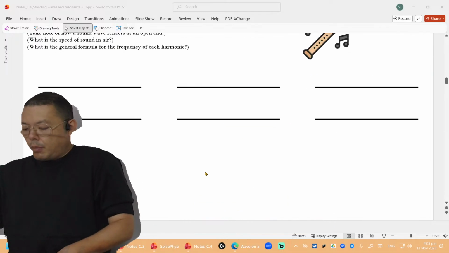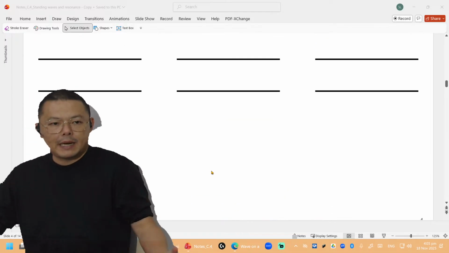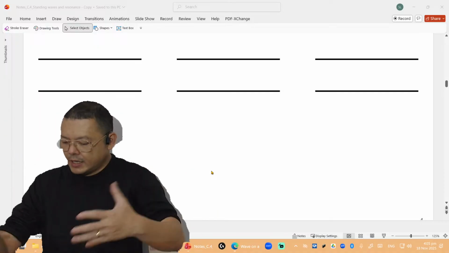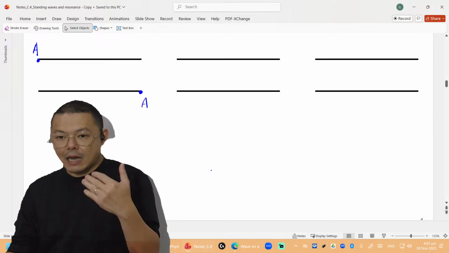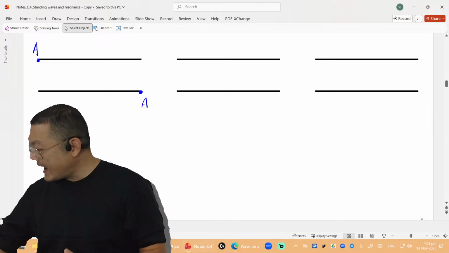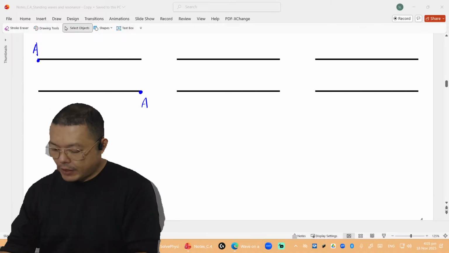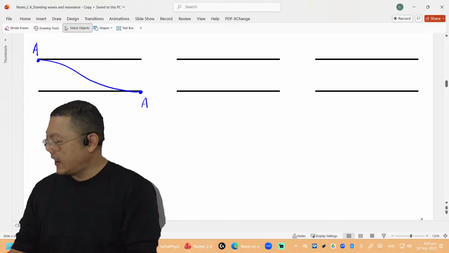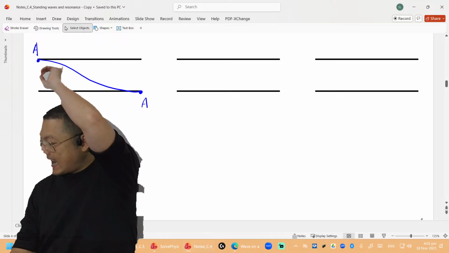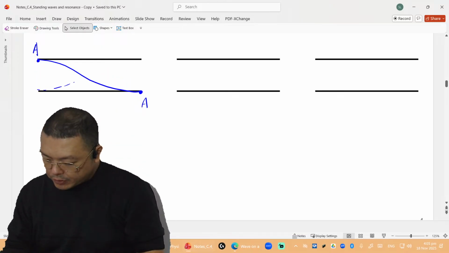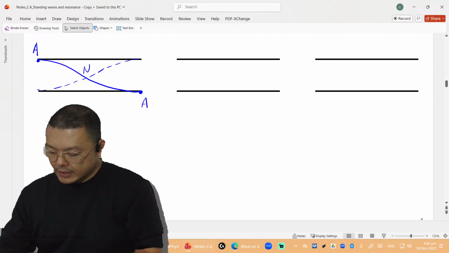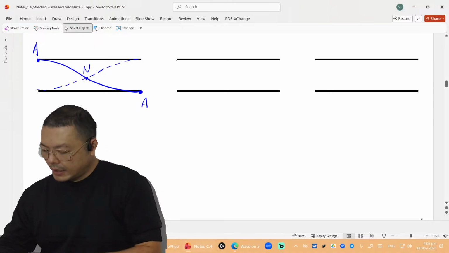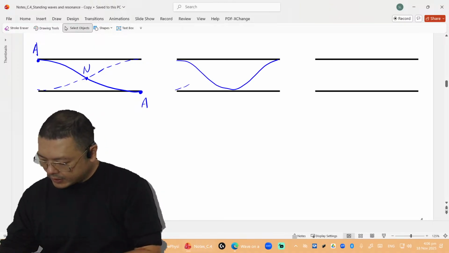Next one. Both ends open. Both ends open means what? At the open end, it must be an antinode. It must be an antinode here, and an antinode there. So the first harmonic is half a cosine wave, because that's the first shape that you can fit in: one end amplitude, the other end amplitude, and then you draw the dotted line to show the standing wave half a period later. And the node is in the middle here. And then if it's the second harmonic, it looks like that.